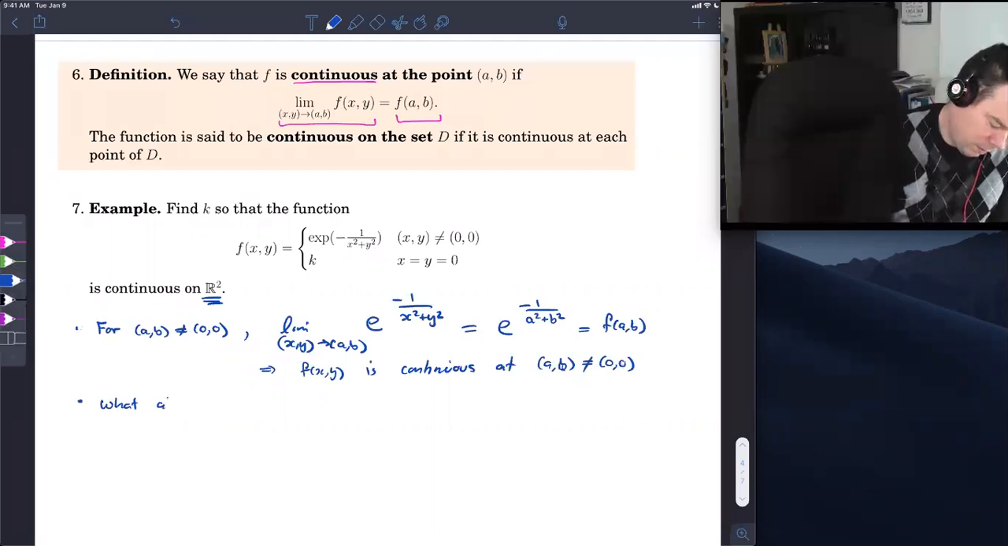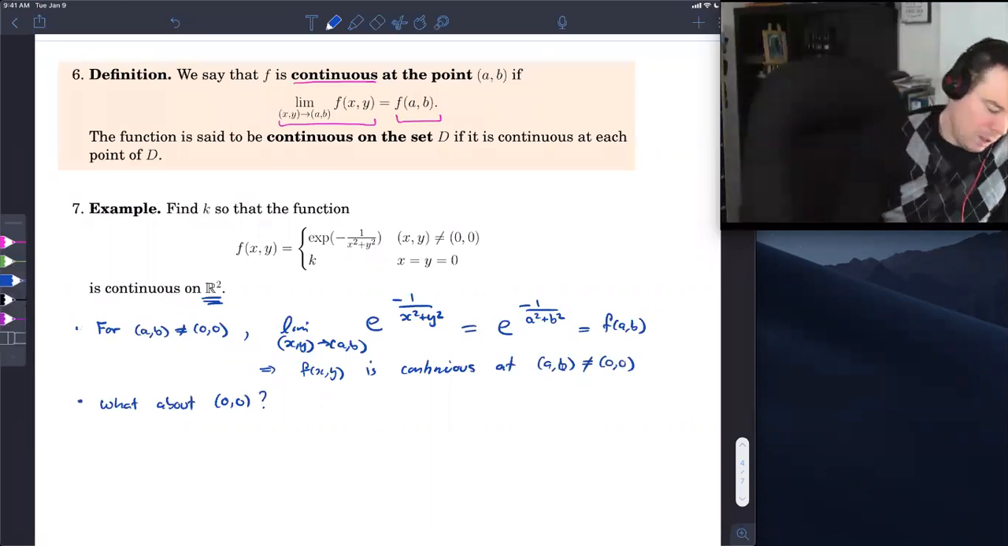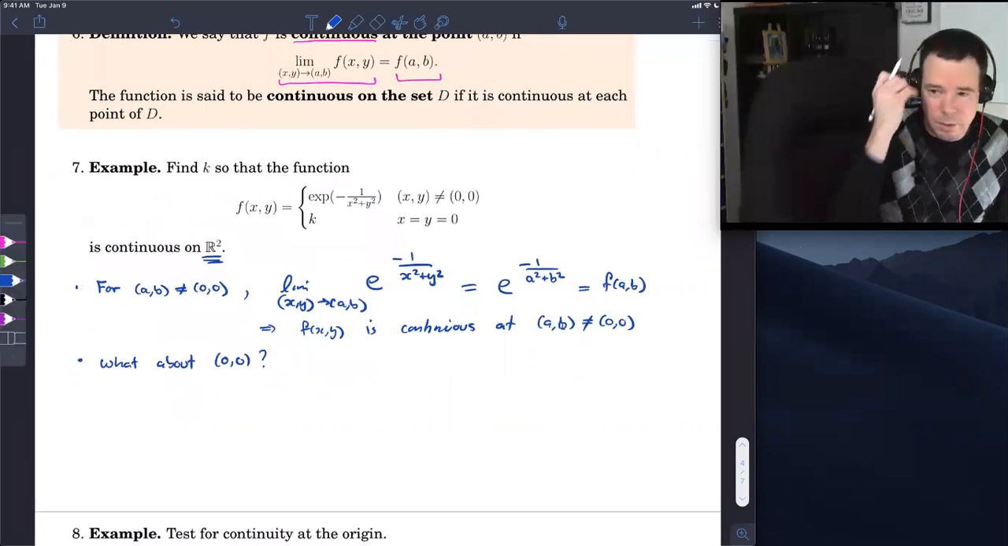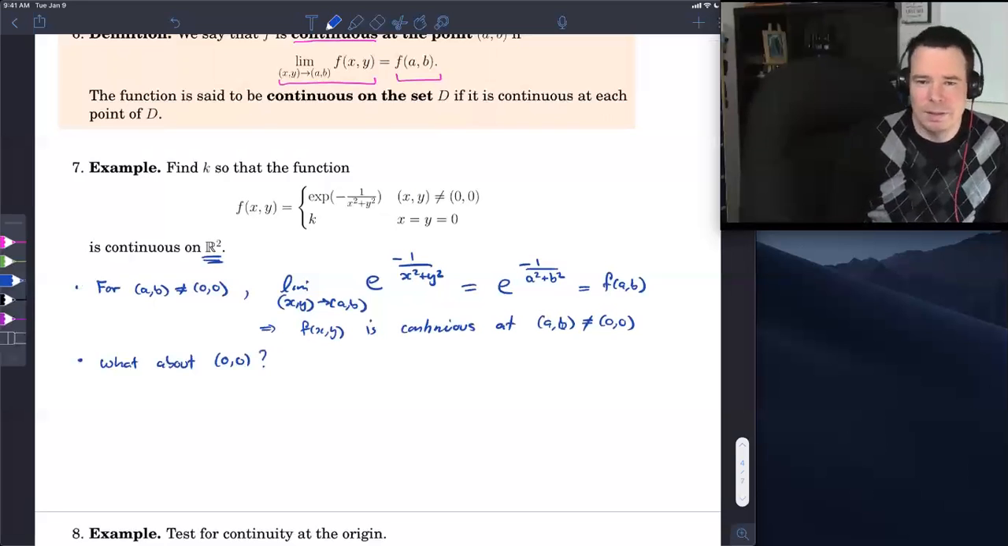Now, the one that we're really interested in is what about 0, 0? Is it continuous there? To be continuous there, we need that the value of the limit of the function is equal to the value of the function. And these are often the kinds of questions we get where they're piecewise. The function is defined in one way on part of the domain, and in another way on another part of the domain. And we just want to make sure that these definitions match up. So how should I define the function at 0, 0 to fill in a hole if there was a hole left by the exponential part of it?